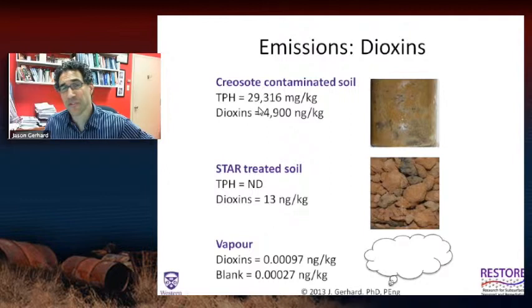And it's not surprising because the temperatures reached here were on the order of 700 degrees Celsius, which is typically the type of temperatures that you would use to destroy dioxins in an incinerator anyway. So we basically have an in situ incinerator.